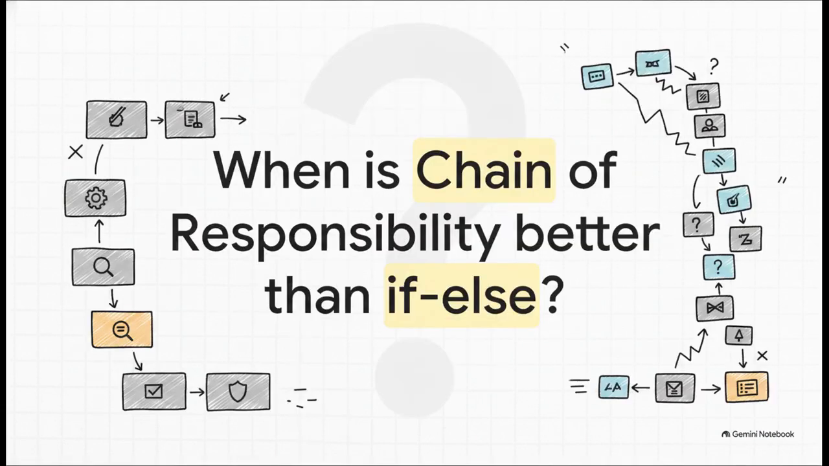To wrap up this explainer, I want to leave you with a bit of a provocative thought. Look at the code base you're working on right now. In what real-world software scenarios could implementing a chain of responsibility be wildly more effective than maintaining those massive, fragile if-else conditional chains? The next time you find yourself groaning while writing a fifth else-if statement, ask yourself, is it time to build a chain instead?